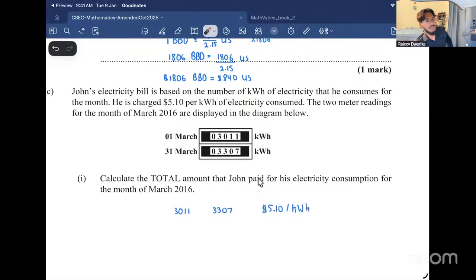You want to figure out how much energy he consumed in March. So you're going to look at the energy he consumed up to March and then the amount he consumed by the time the month ended.